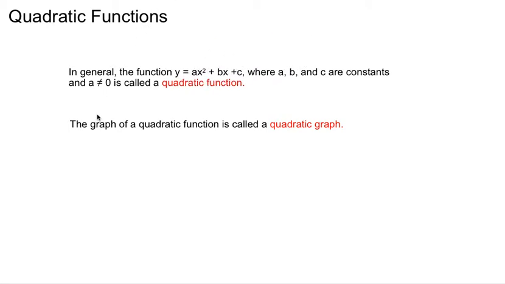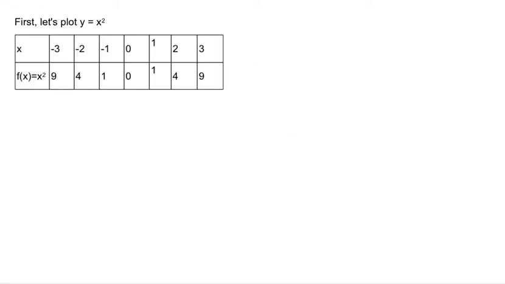All right, now the graph of a quadratic function is called a quadratic graph. That's what we're going to be focusing on today. So let's start with the most basic of quadratic graphs. We're going to go ahead and graph y equals x squared. I'm going to create an xy table and then plot some points from -3 to +3.